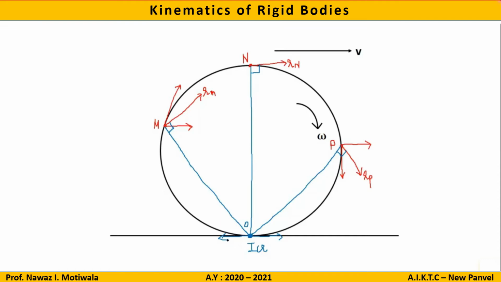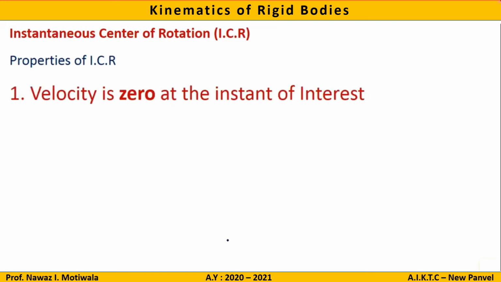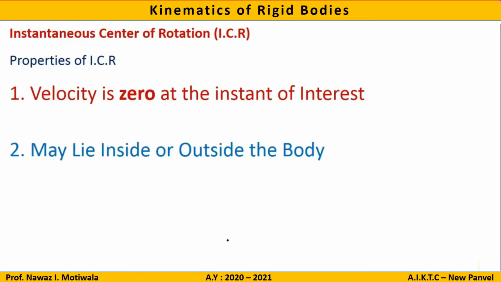So let us go to the properties of ICR, which we have already seen. The first property is that velocity is 0 at the instant of interest. We have already seen that at ICR the velocity is 0. Second point, ICR may lie inside or outside the body.